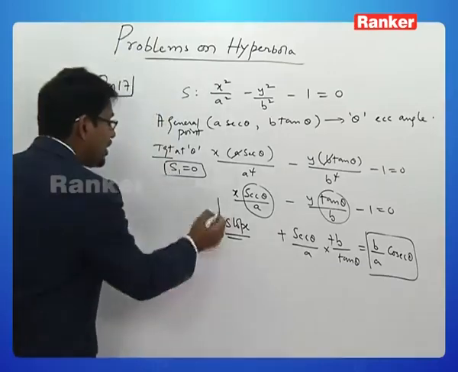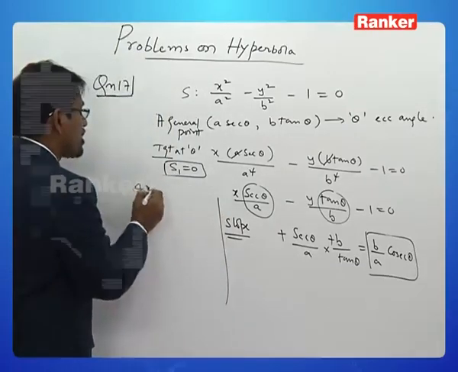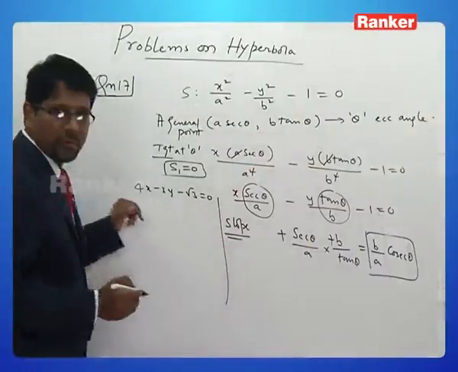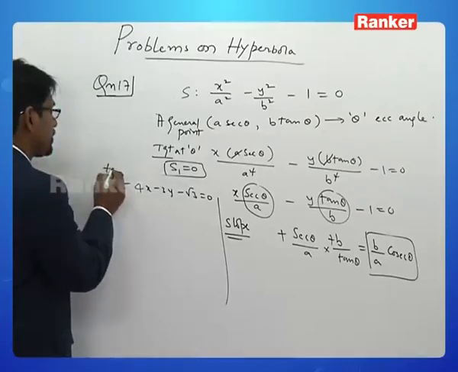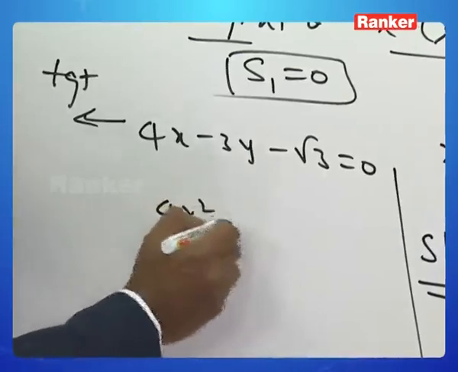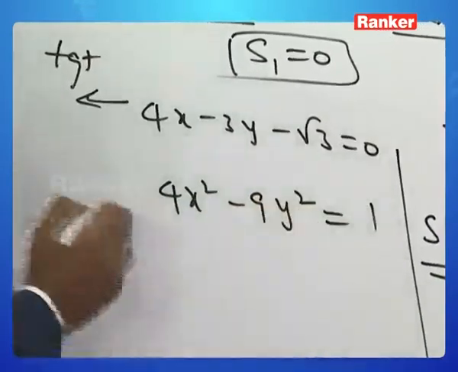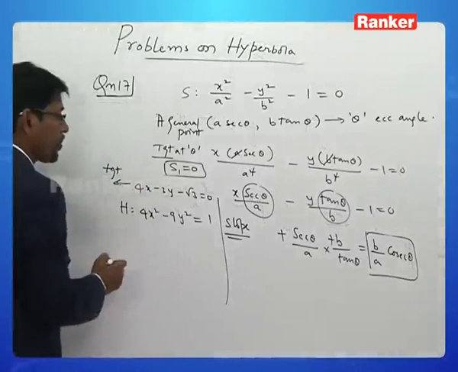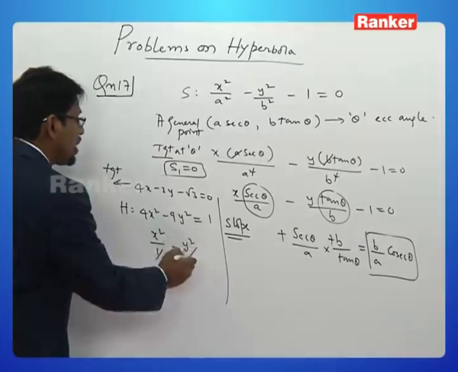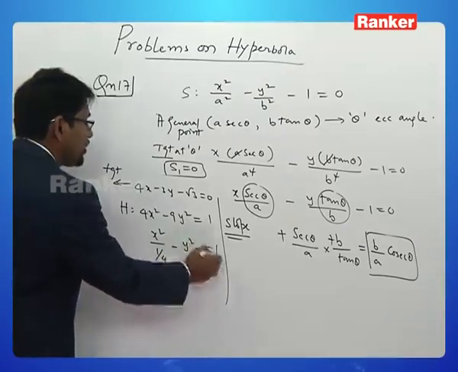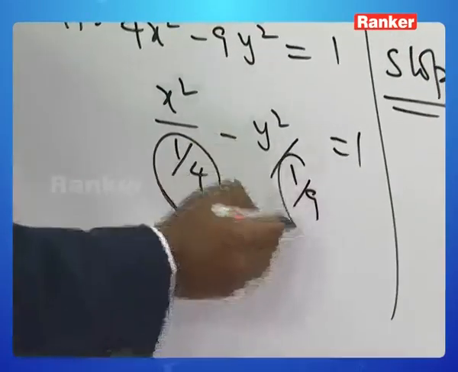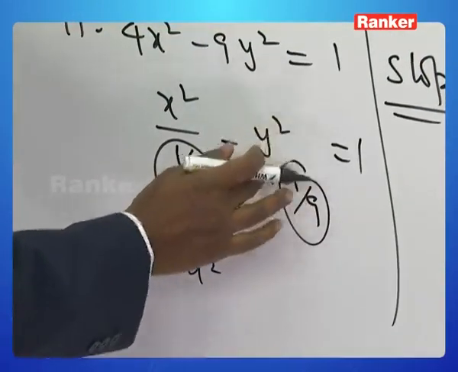Now, we are given that 4x minus 3y minus root 3 equal to 0 is the tangent at some point to the hyperbola 4x square minus 9y square is equal to 1. This is the hyperbola. Let's write it in the standard form: x square by 1/4 minus y square by 1/9 is equal to 1. What is this 1 by 4? That is our a square. And what is this 1 by 9? That is our b square.